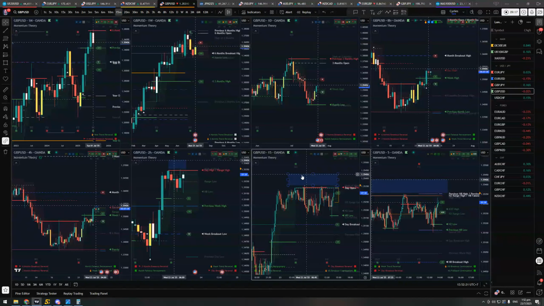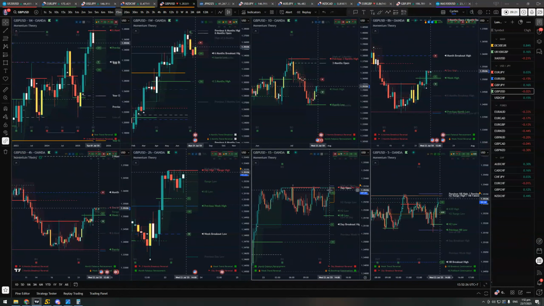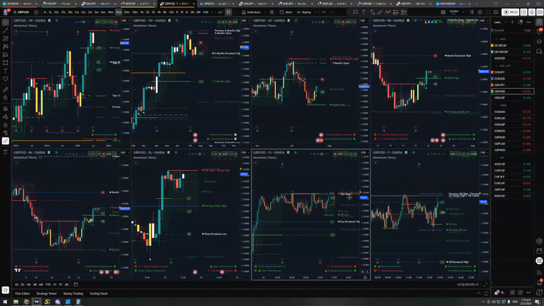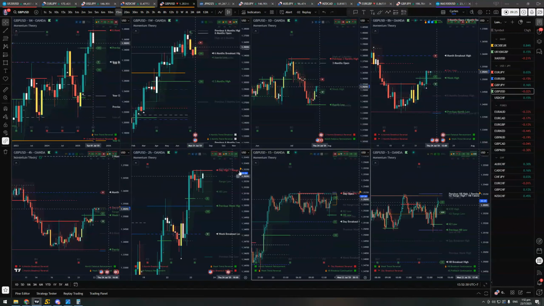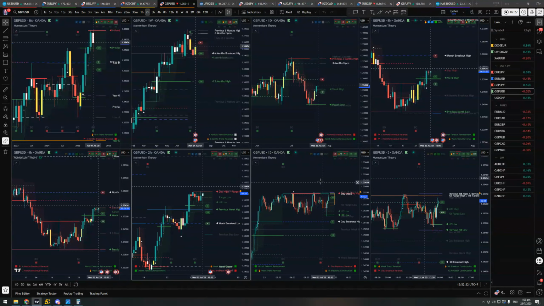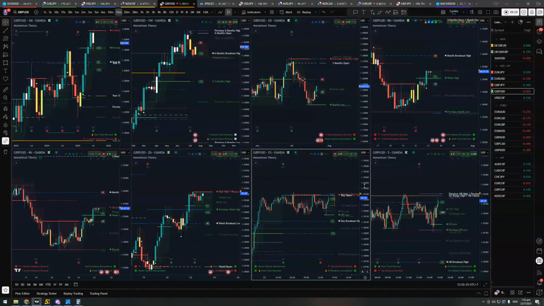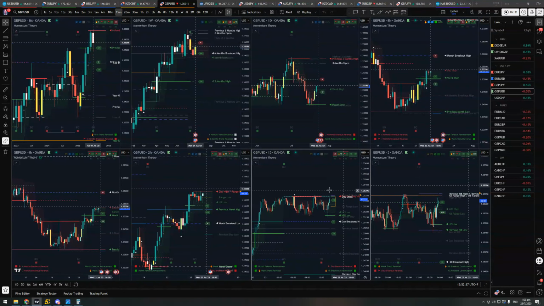And so I know that there's stops. People's stops are in that area. And if price can get back above it, then all those guys who are trying to sell this market are going to be crying because their stops are getting taken out. So definitely going to be looking at that one at London Open.